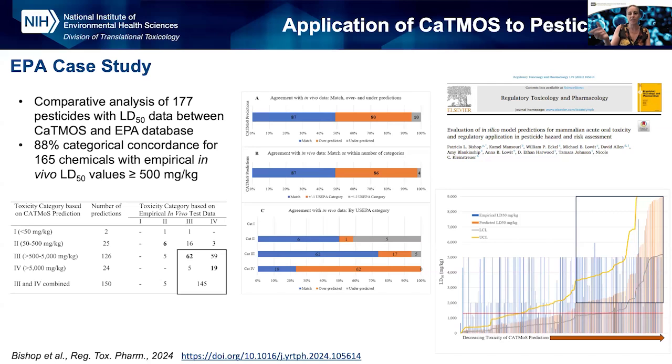And so if you consider, for example, EPA categories 3 and 4 together, so these more non-toxic substances, chemicals that were predicted by CATMOS to be in this range were consistent with the in vivo category assignments 97% of the time. And so we're hoping that this, which was recently published in this Bishop et al. paper, which EPA co-authored with us, will form the basis for a waiver guidance where if a compound is predicted to be non-toxic by the model, then that will waive the requirement to do the animal test.